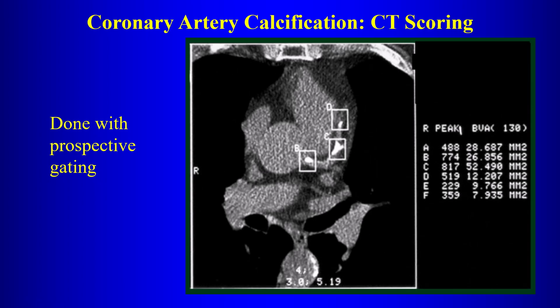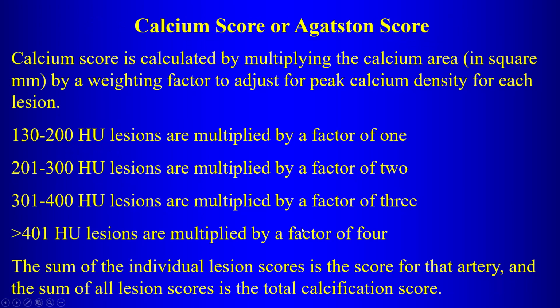It's actually quite easy to do. We do this non-contrast focused CT of the heart with prospective gating, and then when we read the study, we just identify the calcifications with the region of interest, and the software pretty much does the rest.